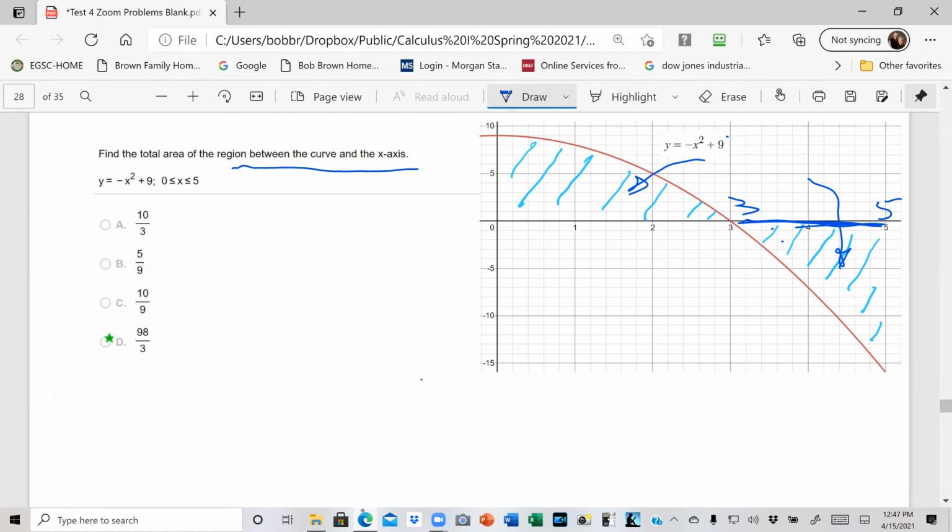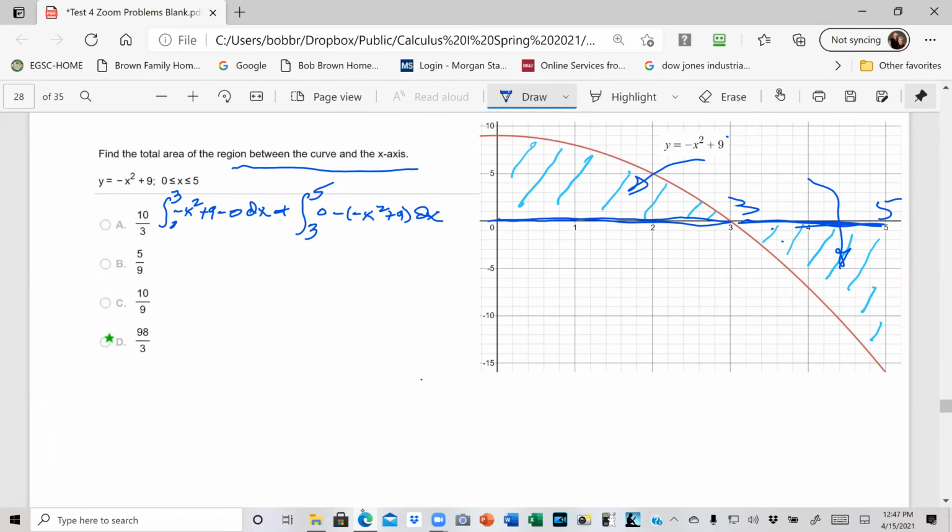We would calculate the integral from 0 to 3 of the upper, which is minus x squared plus 9, minus the lower, which is 0, dx, plus the integral from 3 to 5 of the upper, which would be 0, minus the lower, which is minus x squared plus 9, dx.